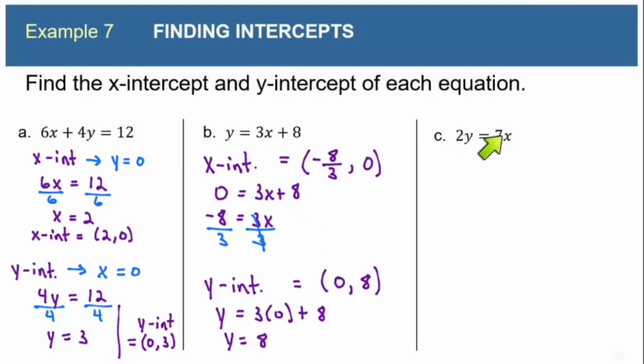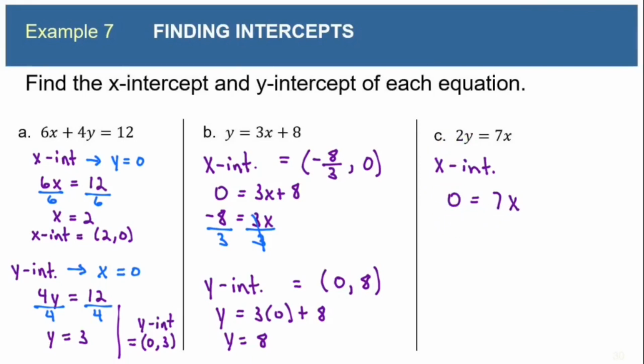And then here in part C, this one looks a little different because it has no constant term. But that doesn't mean that we do anything different. We still plug in y equals 0 to find the x-intercept and x equals 0 to find the y-intercept. So first, to find the x-intercept, we plug in 0 for y. That gives us 2 times 0 on the left side, which is just 0.